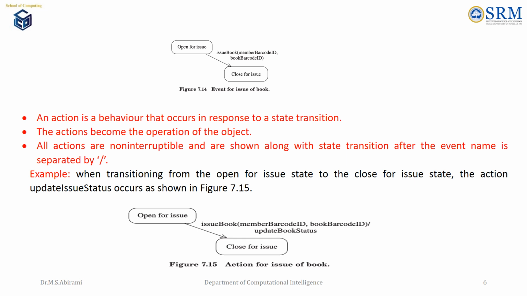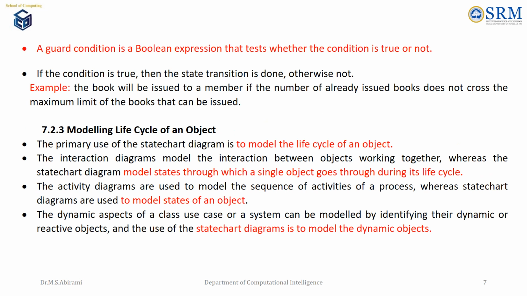So that we have already discussed earlier. A guard condition is a Boolean expression that tests whether the condition is true or not. For example, the book will be issued to a member if the number of already issued books doesn't cross the maximum limit of books that can be issued.